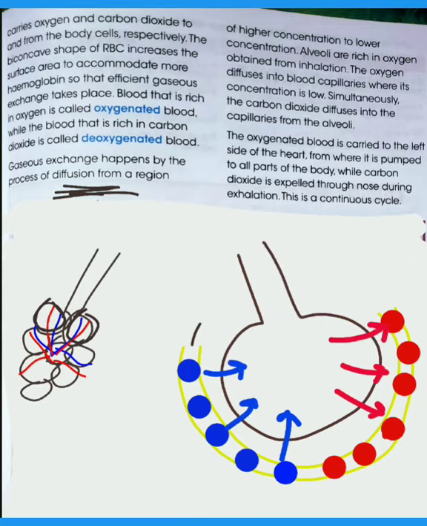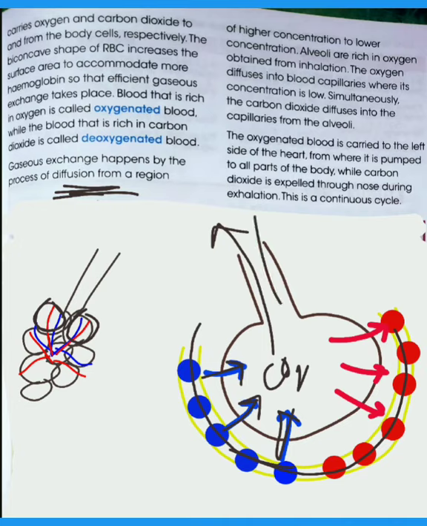So this we can say is the oxygenated blood, which is continuously removing carbon dioxide, and this blood is taking oxygen and becomes oxygenated, and then this oxygenated blood is carried to the left side of the heart, from where it is pumped to all parts of the body, while this carbon dioxide is expelled through the nose during exhalation, and this cycle continues.